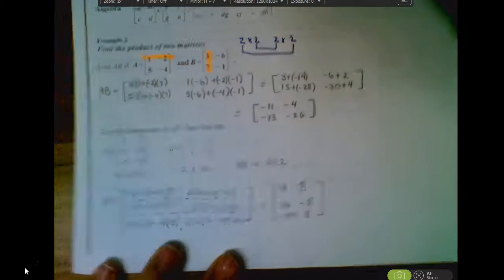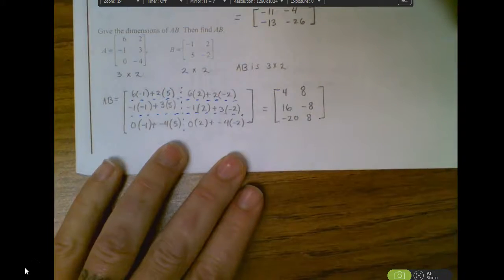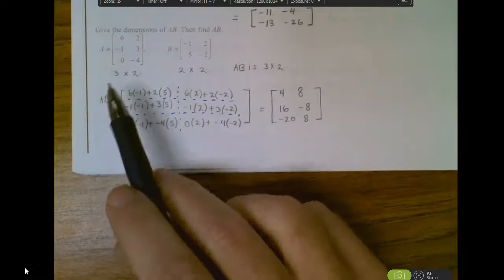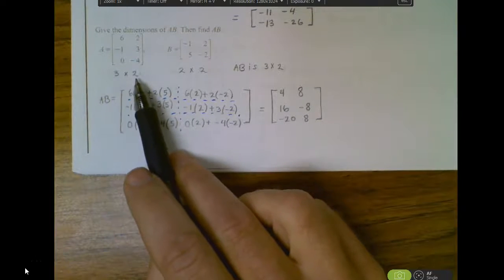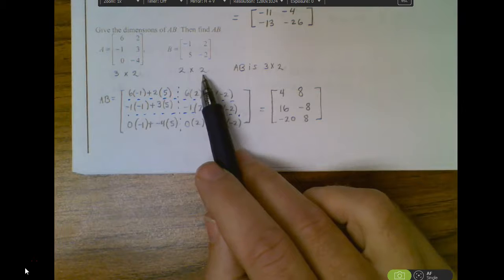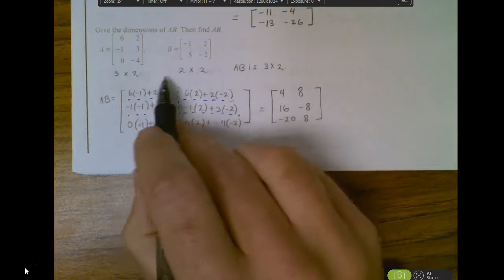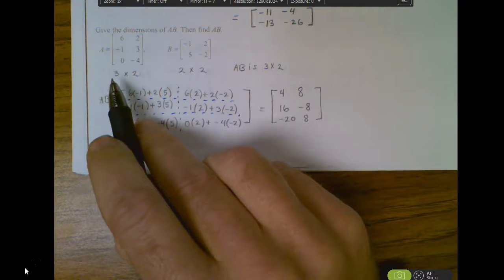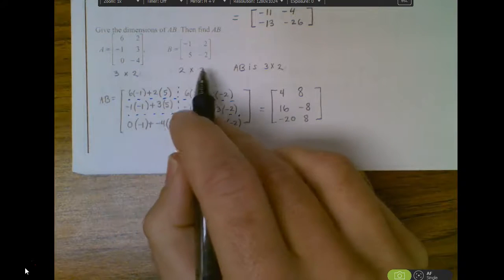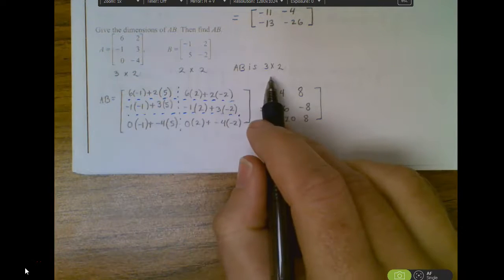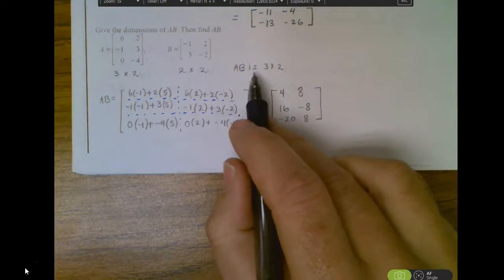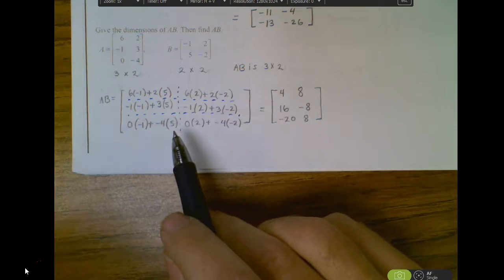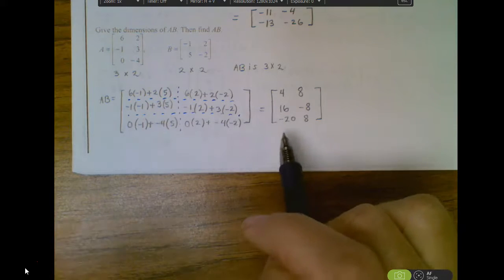So let's take a look at another example right here. Now if you look at this one, I have a 3 by 2 times a 2 by 2, and again you can see that the interior numbers match, which means yes, I'm allowed to do this. So the exterior numbers, 3 by 2, is what my answer will look like when I multiply AB together. I laid out all the work for this one as well, so you could see where all these answers are coming from.